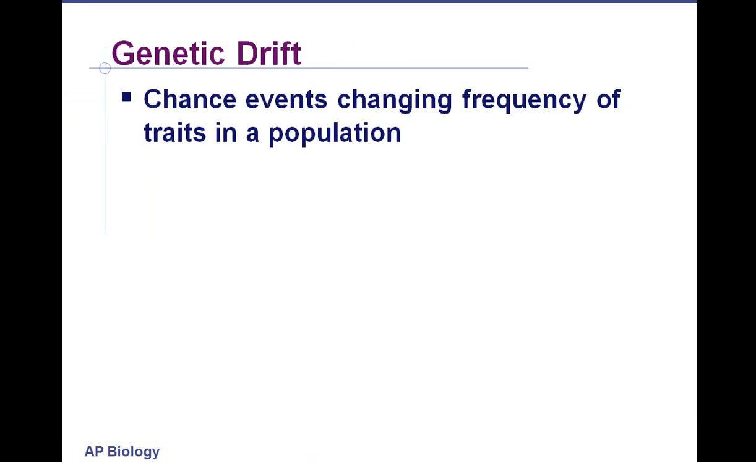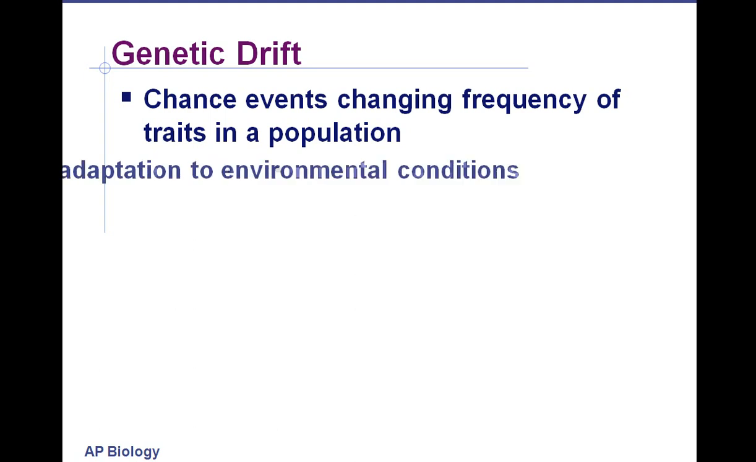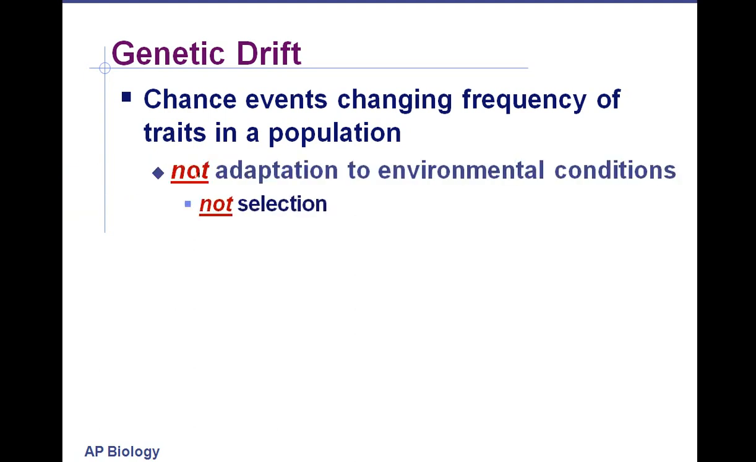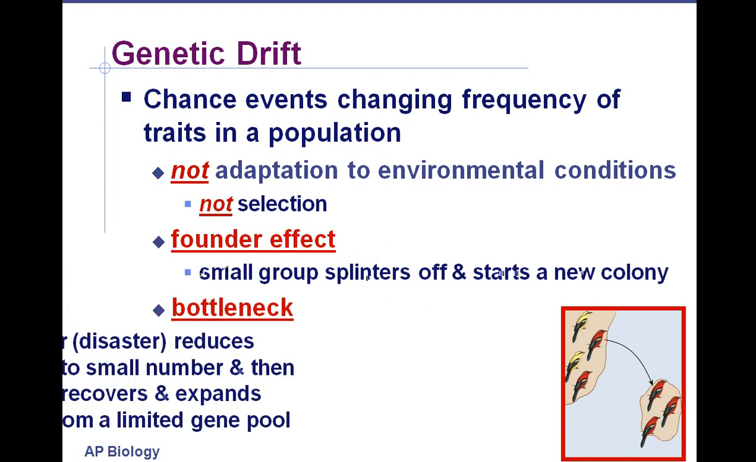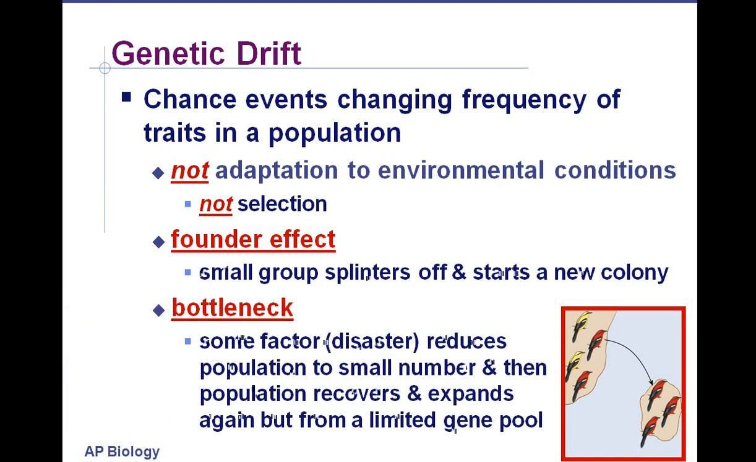All right, so now we're moving from natural selection to genetic drift, and we're going to get some details on how this works. Remember, genetic drift results in a change in genetics, not due to natural selection, but due to chance. Now, there's two types of genetic drift that we're going to talk about. The first one is called the founder effect, and the second one's called the bottleneck.